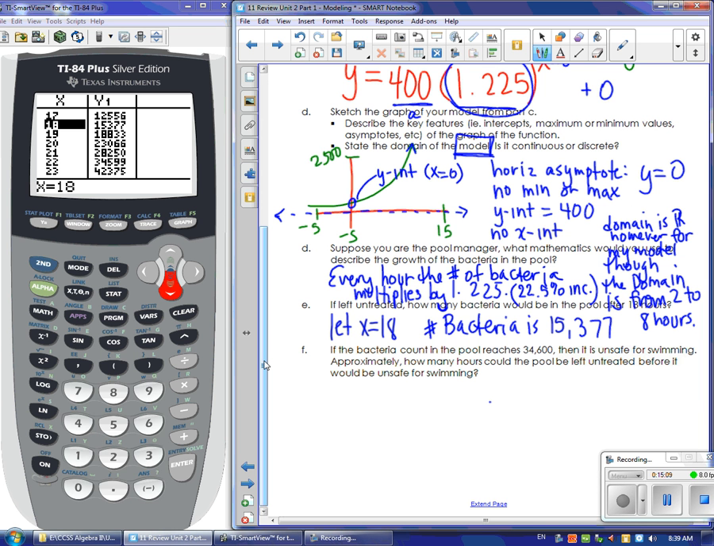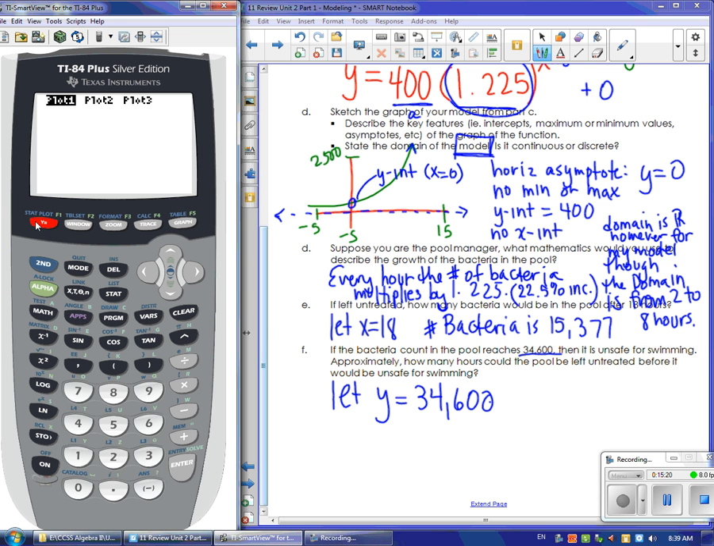So this time, I'm giving you the y value. So we're going to let y equal 34,600. And so if I'm going to enter in a y value, the only place to do that is in my y equals screen. So what I'm going to do is need to add a second equation for 34,600. And now we're looking at solving a system of equations. If I go back to my graph, though, you'll notice I don't see the second equation.